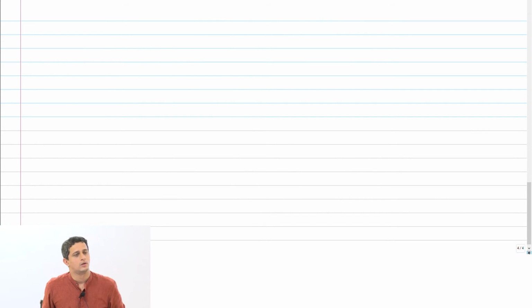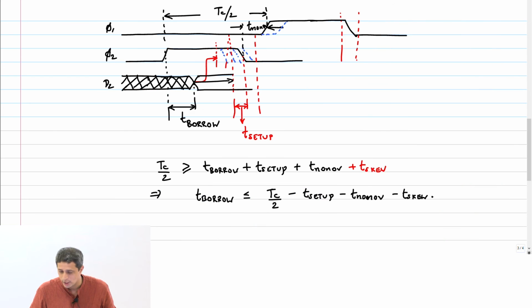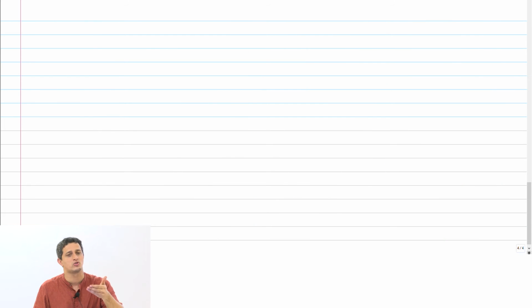So now what is the whole point of time borrowing, right? Why is it very good? And why is it that the latch system allows it, but a flop based system does not allow it?